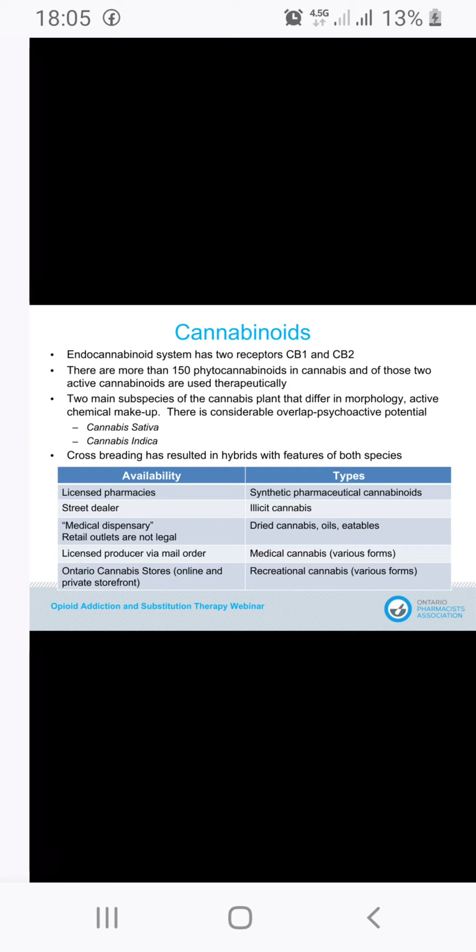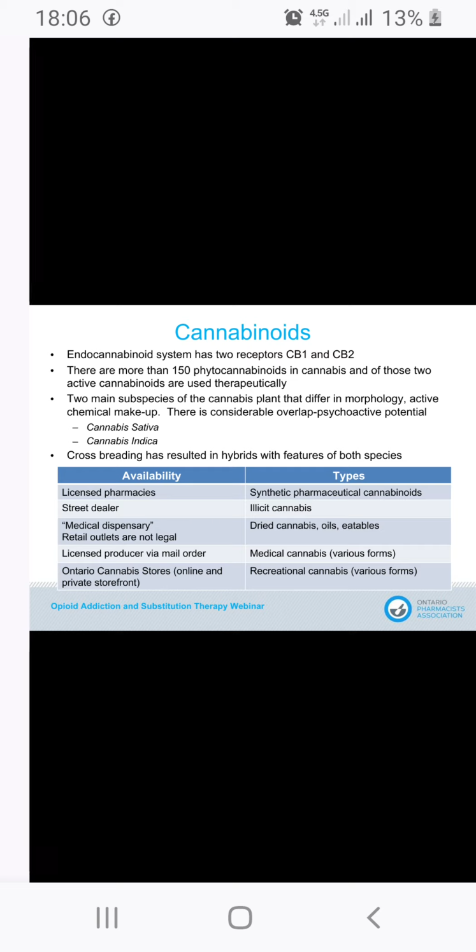Now, often a lot of patients are kind of convinced that certain plant strains have certain kinds of activity, so that they're looking for more sativa-only products or indica-only products. But really, there's been so much crossbreeding throughout the years that most of the products that we get out on the market are really hybrids with features of both species.